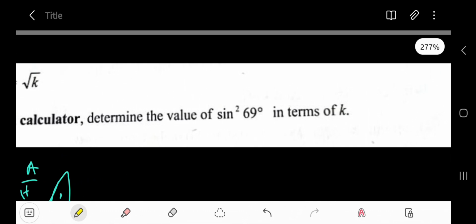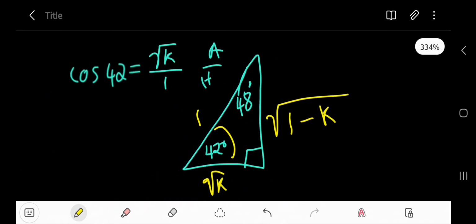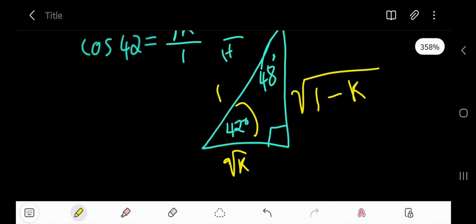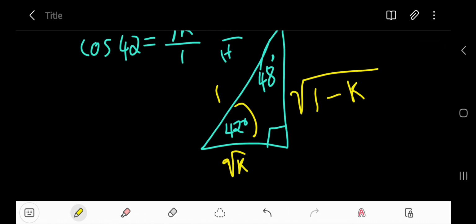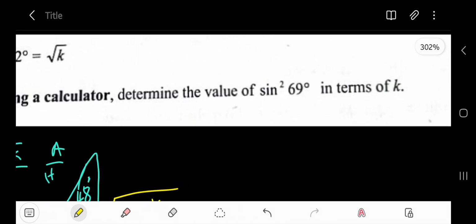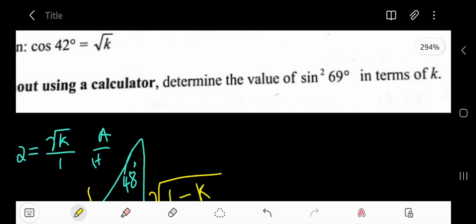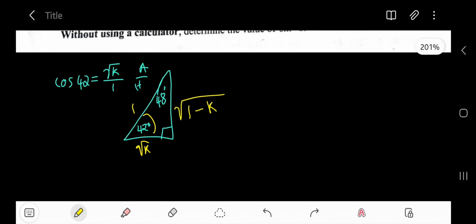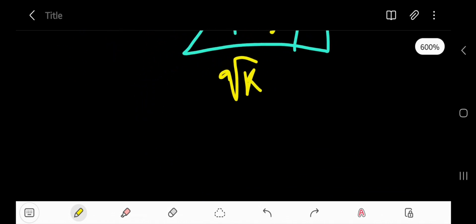Sine 69. Sine 69 has nothing whatsoever to do with any of these angles, so we can't use this triangle that we've just constructed. So let's look at our next result. No, we have cos, but they want something to do with sine, and that angle has nothing to do with 42 and 48. So let's just try and work with sine squared 69 and simplify it to what we can at least find familiar with the information that we have.